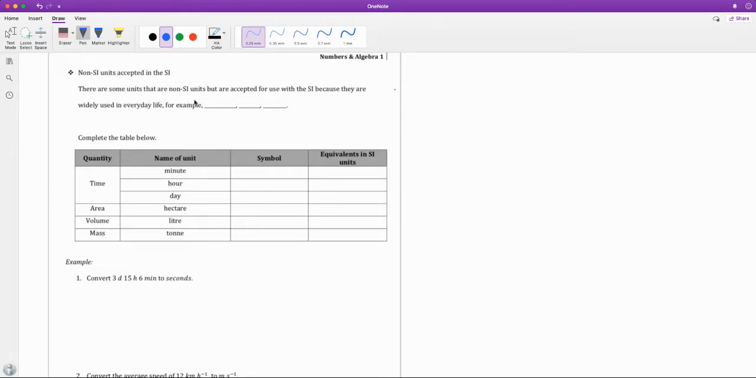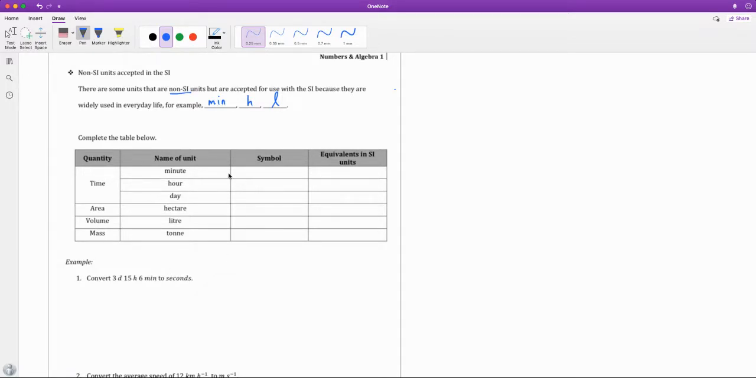Well, there are some units that are non-SI, once again, non-SI units, but still are accepted for use with the SI units because they are widely used in our daily life. For example, it's minute, hour, liter, and many more. The table here, as you can see, these are the non-SI units.